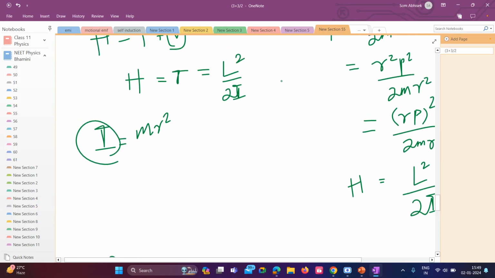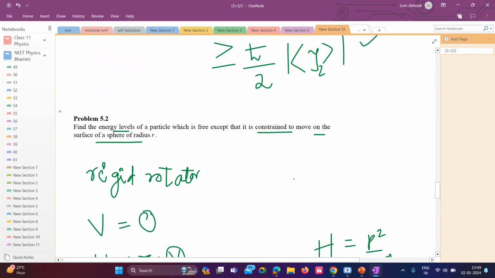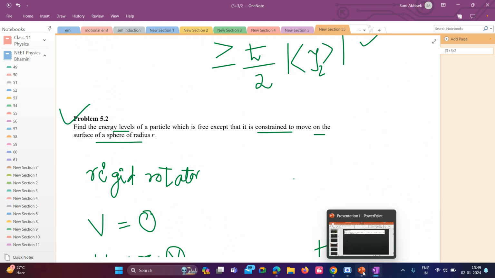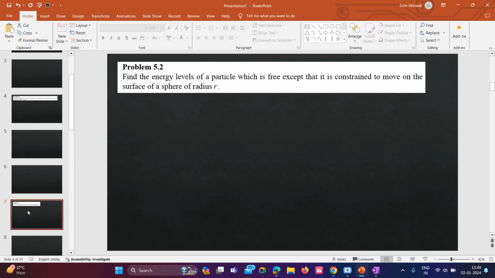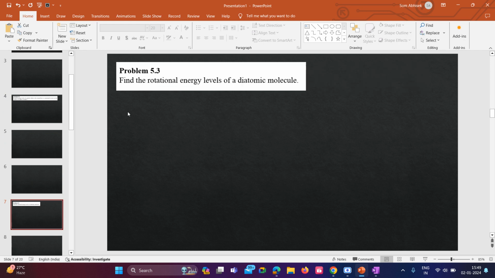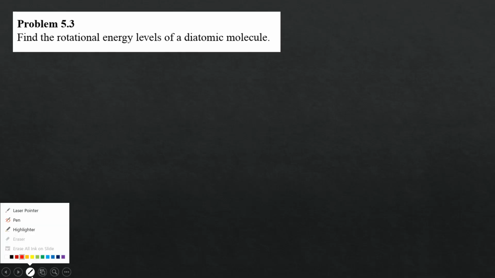It's a very conceptual question, so you have to practice again and again to understand this kind of question. If you have any doubt, you can ask me in the comment section. Okay, next question. Find the rotational energy levels of a diatomic molecule. It's a similar type of question.